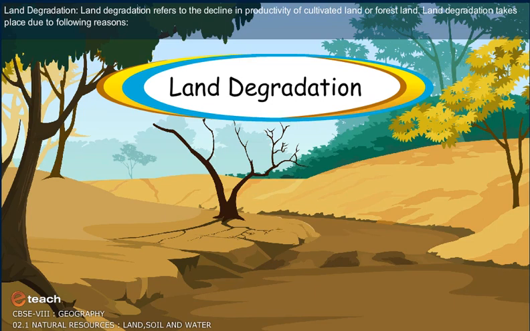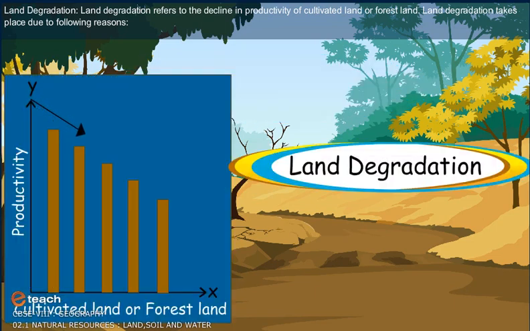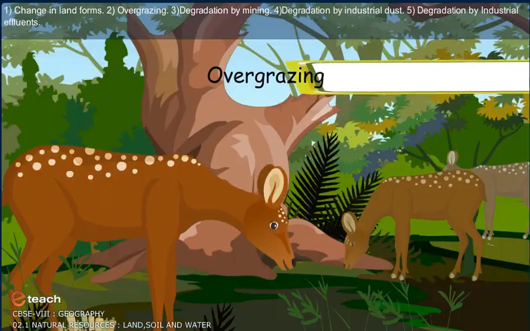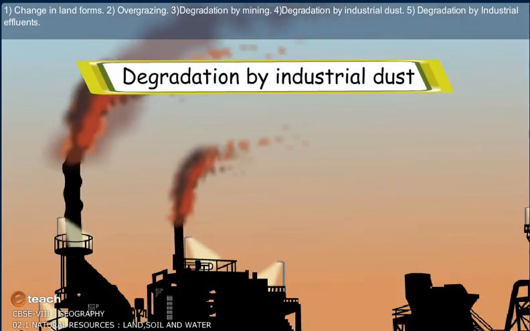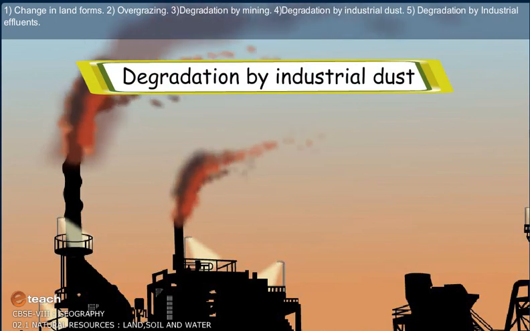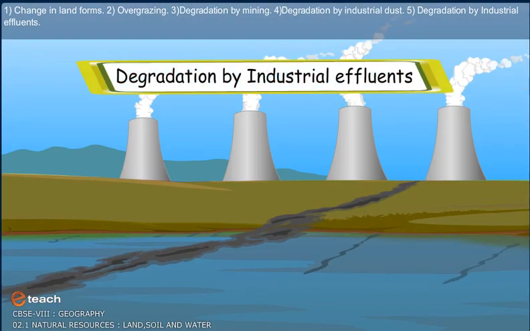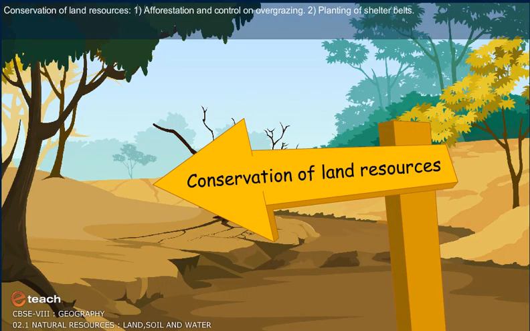Land degradation. Land degradation refers to the decline in productivity of cultivated land or forest land. Land degradation takes place due to following reasons: change in landforms, overgrazing, degradation by mining, degradation by industrial dust, degradation by industrial effluents. Conservation of land resources.